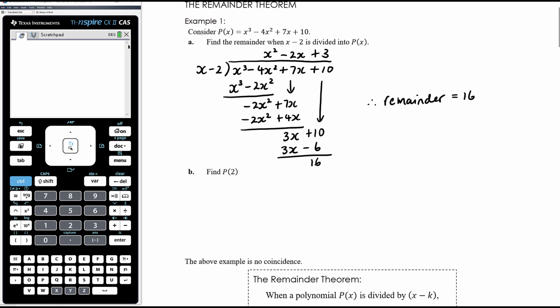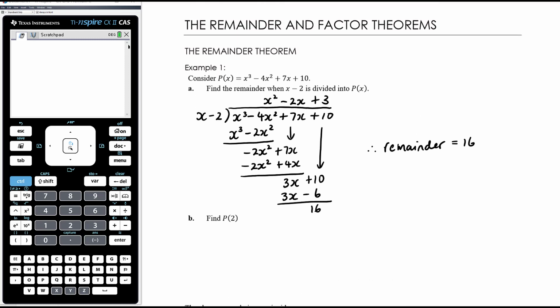The second part of this question asks us to find p of 2, which means we substitute 2 into our polynomial. So 2 cubed minus 4 times 2 squared plus 7 times 2 plus 10. 2 cubed is 8. 2 squared is 4, times 4 is 16. 7 times 2 is 14. And then plus 10.